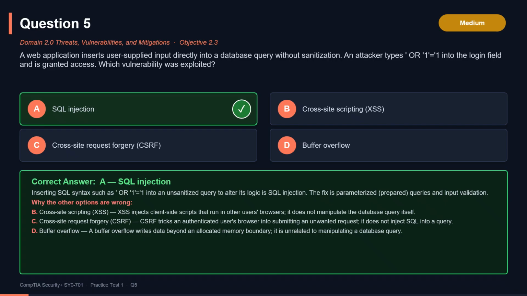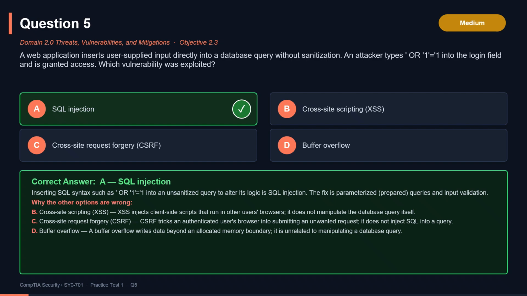Now, why the other options are wrong? Cross-site scripting, XSS, is incorrect. XSS injects client-side scripts that run in other users' browsers. It does not manipulate the database query itself.